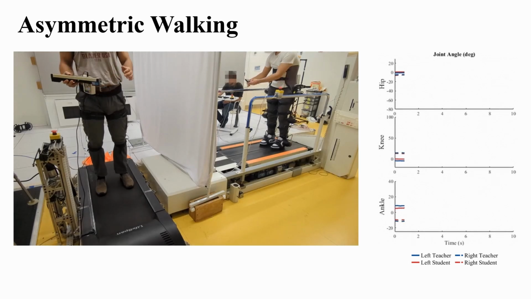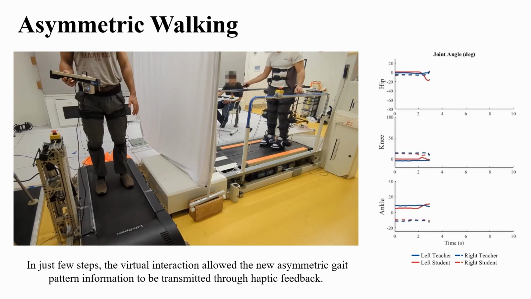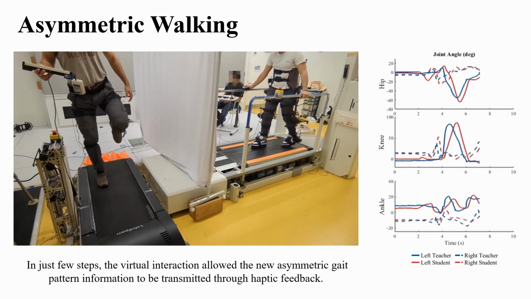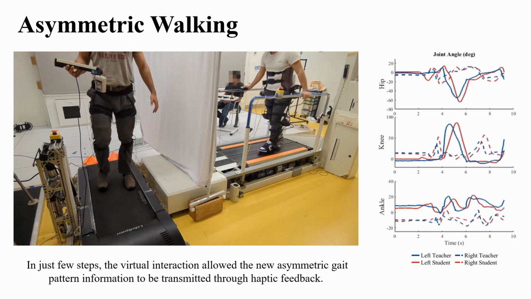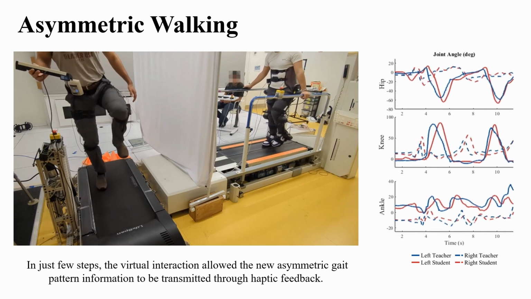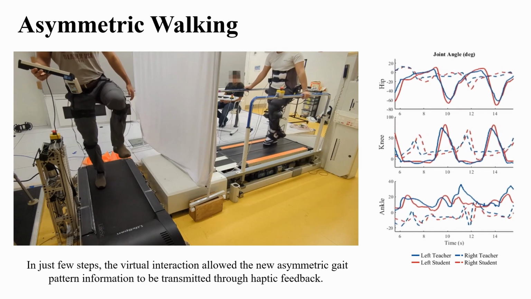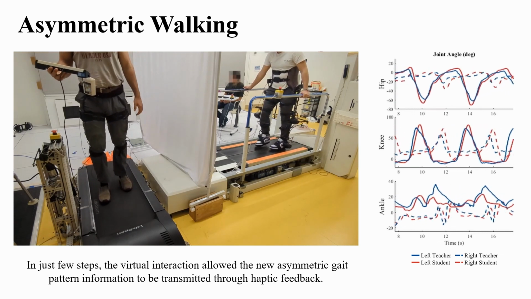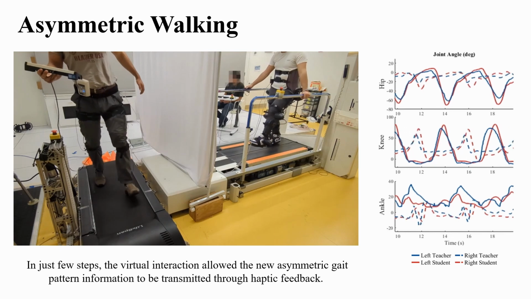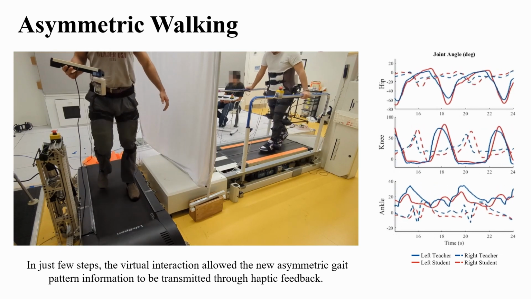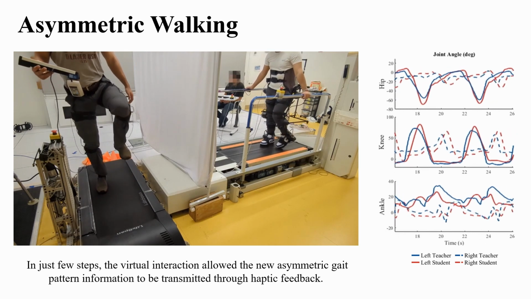In the second scenario, we use the stiff interaction to demonstrate how the teacher can transfer an asymmetric walking pattern to the student. While walking on the treadmill, the teacher exaggerated the movements of the left leg compared to the right. The student was instructed to follow the haptic forces they experienced. In just a few steps, the virtual interaction allowed the student to perceive and adopt the asymmetric gait pattern, without visual feedback of the teacher or prior knowledge of this new pattern.